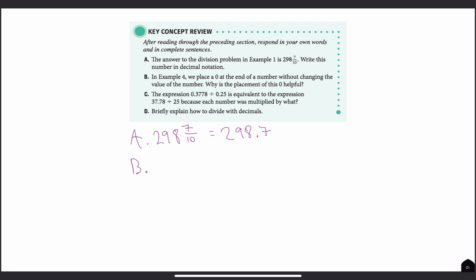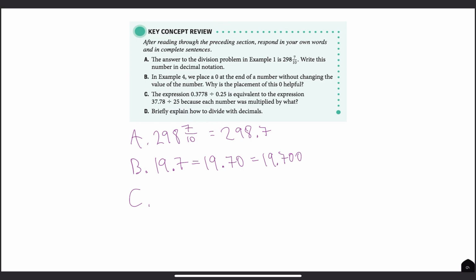All right, in example 4, we place a 0 at the end of a number without changing the value of the number. Why is the placement of the 0 helpful? Because if you have a number, you may need to add a 0 after the rightmost decimal value in order to line them up. Or if you're doing division, so that you can continue doing division into the same number but into an increasing place value of that number.